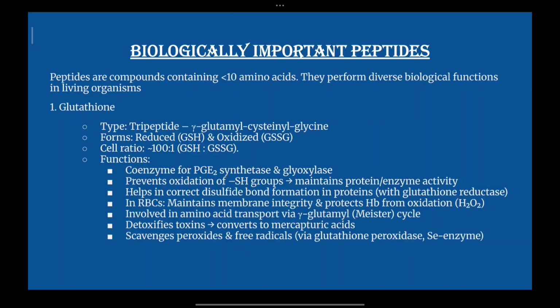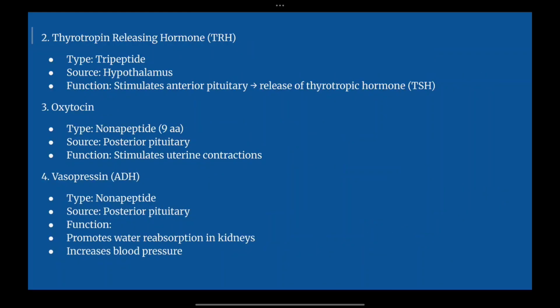It detoxifies toxins and converts them to mercapturic acids. So the toxins present inside the body are detoxified by glutathione. It scavenges peroxides, which are toxic forms of hydrogen and oxygen. So these peroxides are scavenged, that is removed, via glutathione peroxidase, an enzyme that reduces the toxic levels of peroxides by releasing free radicals as well.